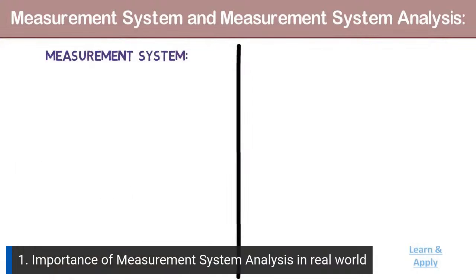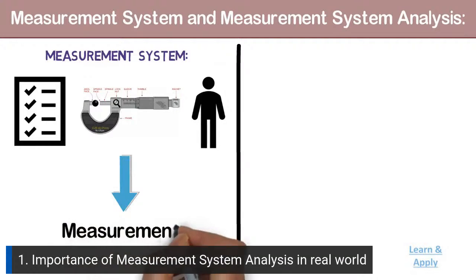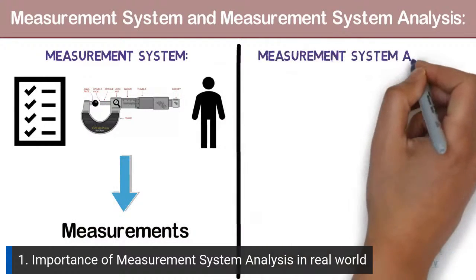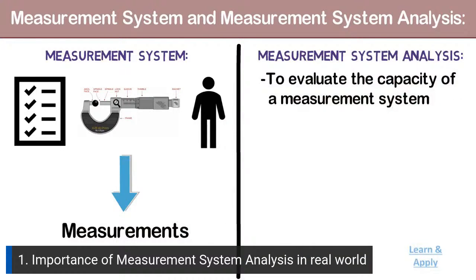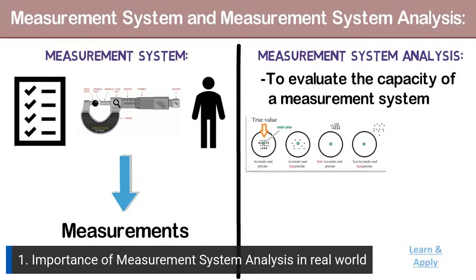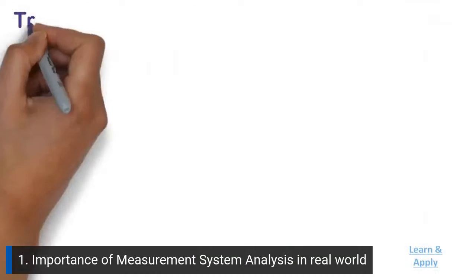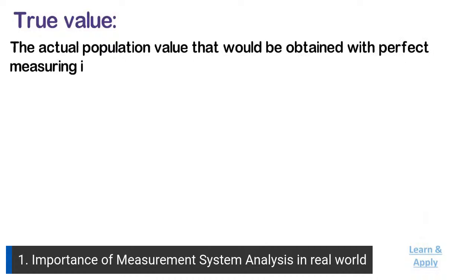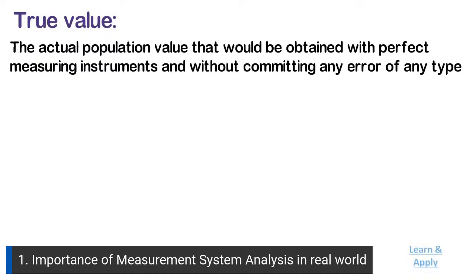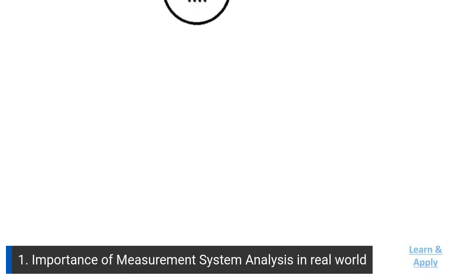Measurement system and measurement system analysis. A measurement system is a collection of procedures, gauges, and operators that are used to obtain measurements. Whereas measurement system analysis is used to evaluate the capability of a measurement system from statistical properties such as accuracy, precision, bias, linearity, stability, repeatability, and reproducibility. True value: the actual population value that would be obtained with perfect measuring instruments and without committing any error of any type, both in collecting the primary data and in carrying out mathematical operations.